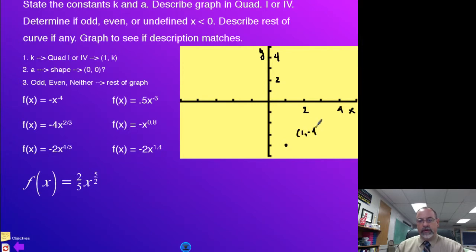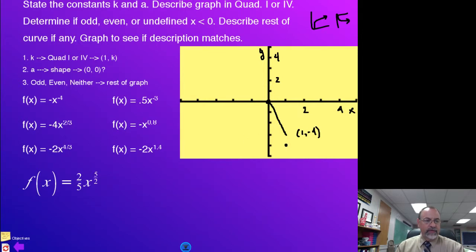Okay, that's the 1, k. Now the shape. This is a fractional exponent. It's between 0 and 1, so remember it looks like a root function, but it's down in quadrant 4. So our root function, you remember, looks like this, but because we're in quadrant 4, it's going to be reflected over, so it's going to look like that. So I'm going to try and draw that. And 0, 0 is on the graph because it's not negative. So this is going to come down.